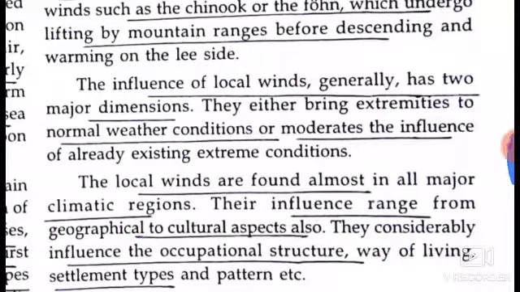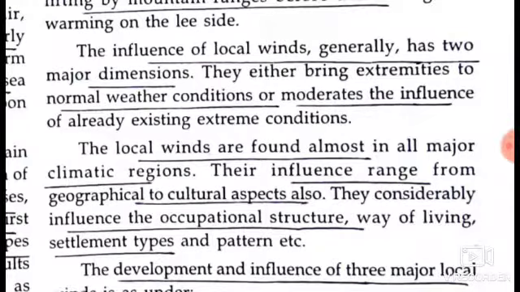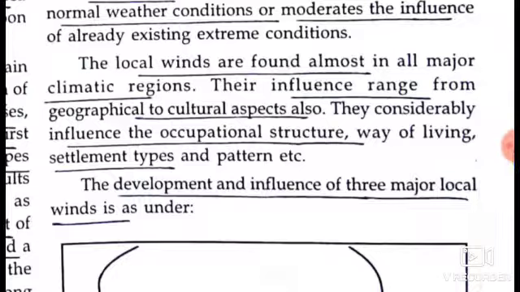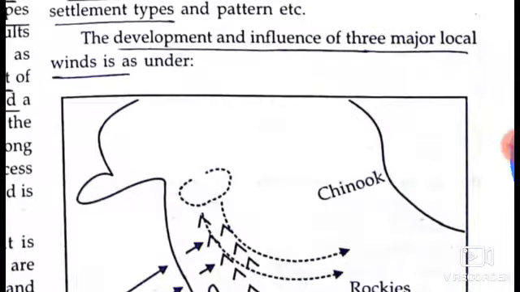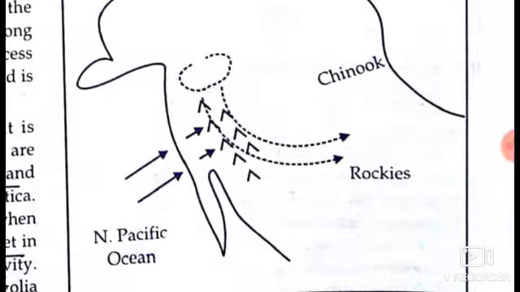The influence of local winds generally has two major dimensions: either they cause extremes in normal weather conditions, or they moderate the influence of already existing extreme conditions. The local winds are found in almost all major climatic regions. Their influence ranges from the geographical to the cultural aspect also. They considerably influence the occupational structure, way of living, settlement type and pattern, etc. The development and influence of three major local winds is as under.